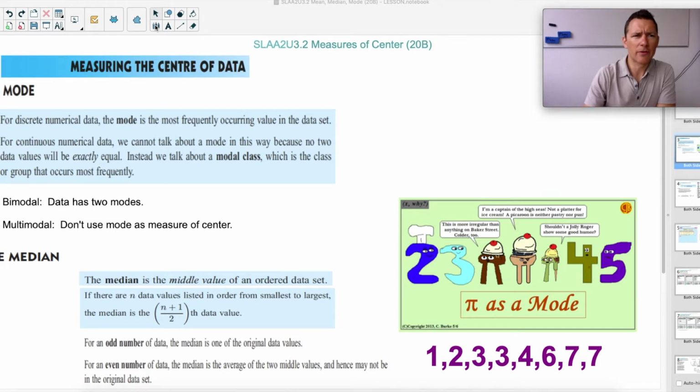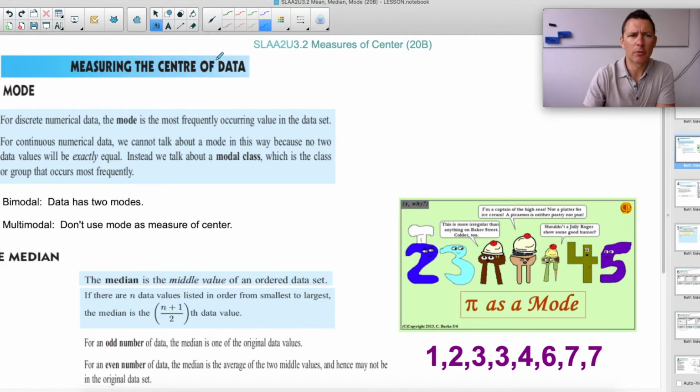Hey Matthews, we're back with some more statistics. We're looking at the second part, which is measures of center, so mean, median, and mode.